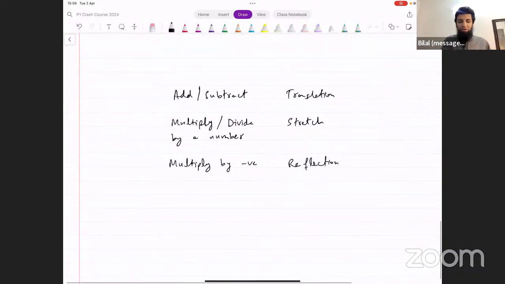All right. And then we talked about horizontal transformation is when something changes inside the function. Vertical transformation is when something changes outside the function. Okay. So these are three different transformations that you can have, either vertical or horizontal. Okay.